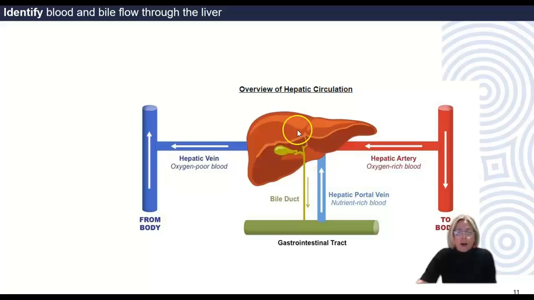We've also got the bile duct here. So that bile that's made in the liver, the bile duct then brings back to the duodenum of the digestive tract. And then over here, we have the hepatic vein that's carrying that oxygen poor blood out of the liver and then merging with the inferior vena cava, which will then take that deoxygenated blood back to the right side of the heart.